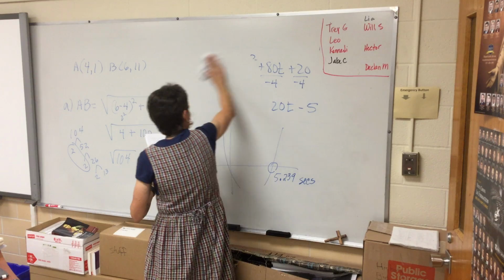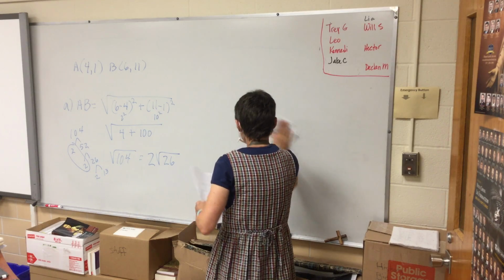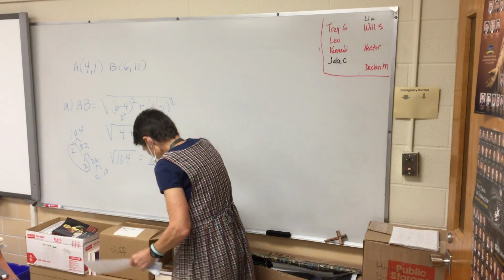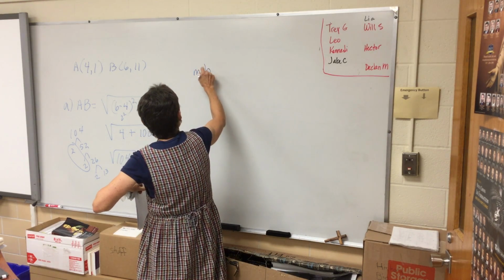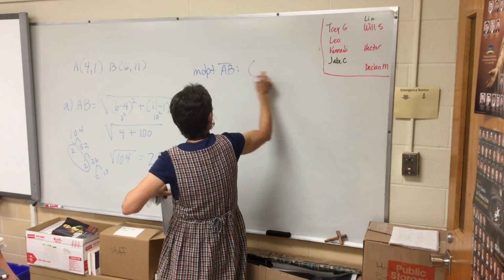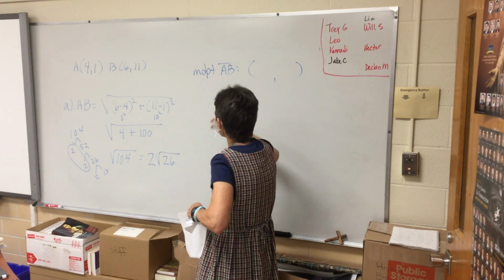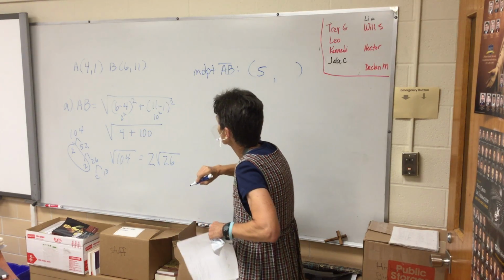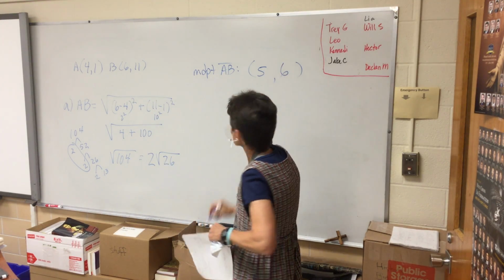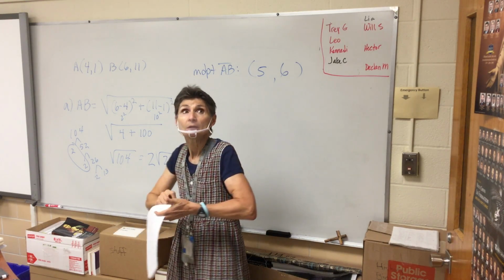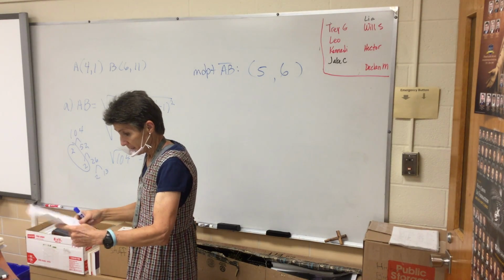All right, and then the very last question on this one says find the midpoint. How do we find the midpoint of those 2 points right there? Average them, that's right. So your midpoint is going to be the average x. So 4 plus 6 divided by 2 would be 5. And 1 plus 11 divided by 2 is 6. There's your midpoint. All right, practice test 2 completed.